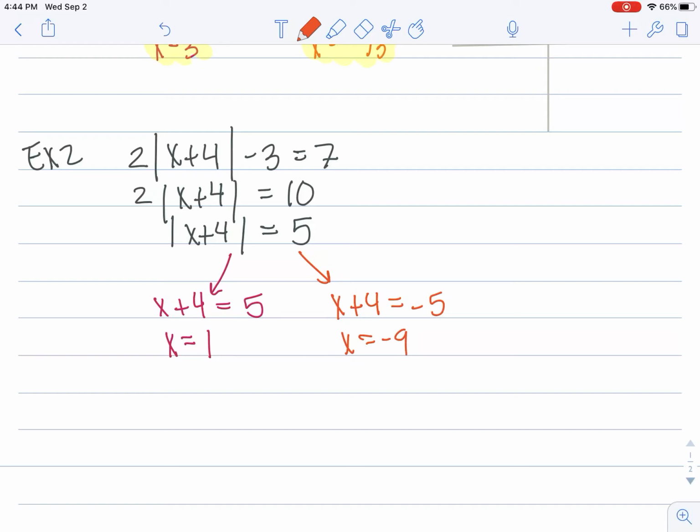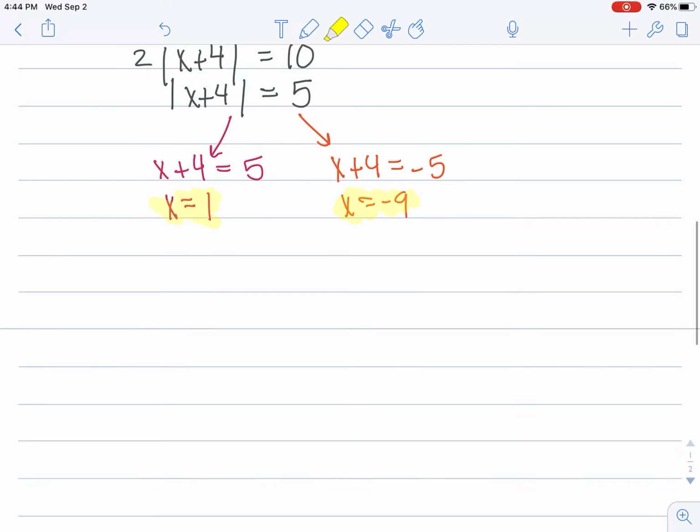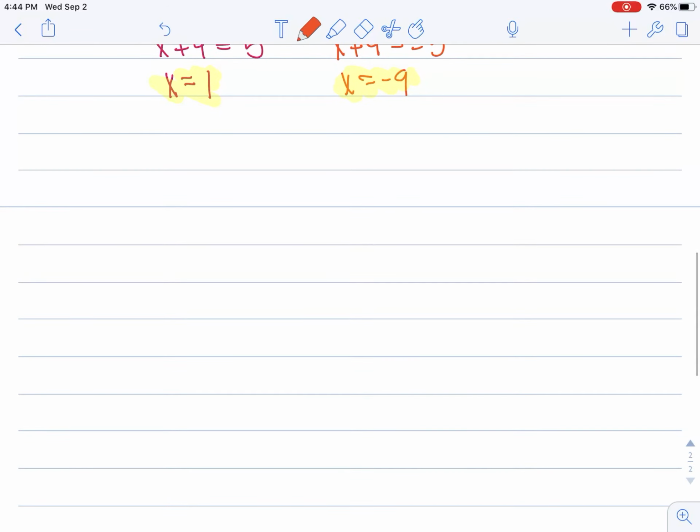Okay? I did check these. I did plug it in, and the left side, when I plugged in a 1, does equal a 7, and when I plugged in a negative 9, it also equaled 7, okay? So no extraneous. Both of these are my answers. Again, you can verify it by graphing, and you realize those are the two answers you should be getting. Remember, graphing doesn't show extraneous answers.